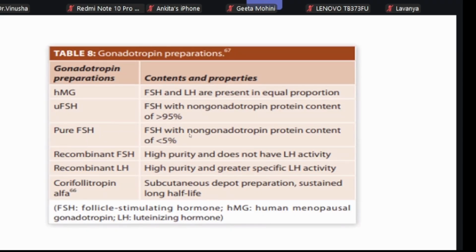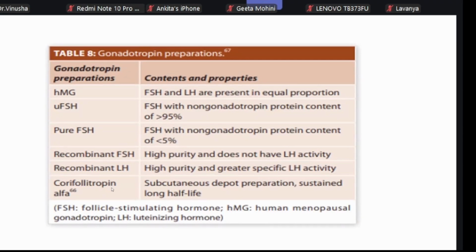And pure FSH, FSH with non-gonadotropin protein content less than 5%. So we can use highly purified FSH. And now we are using recombinant FSH because it has high purity and it does not have LH activity also. And recombinant LH is also available. But recombinant LH we don't use routinely in clinical practice because it is very costly and not easily available.